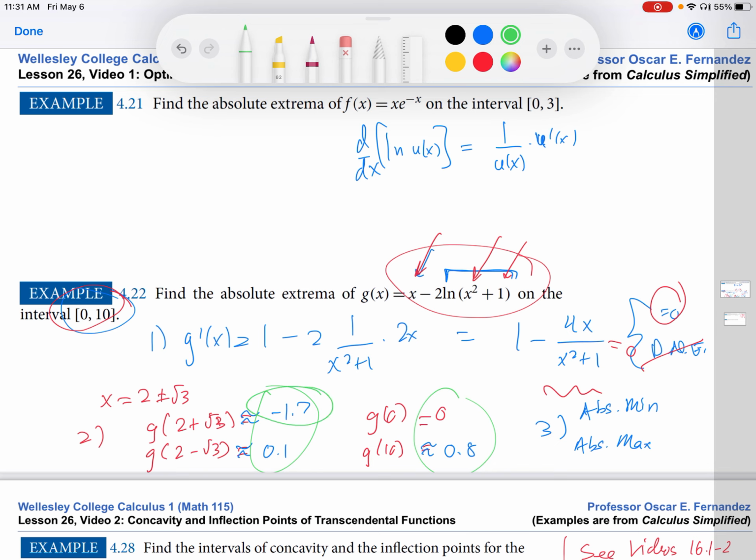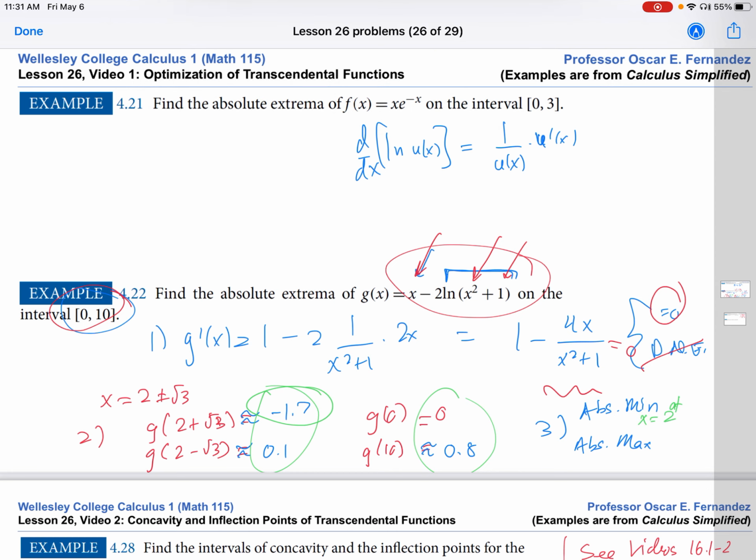So this is the absolute min, at x equals 2 plus square root of 3. That's the location of the absolute min. Excuse me, the actual absolute minimum itself is this y value. Sorry, minimum, absolute minimum.